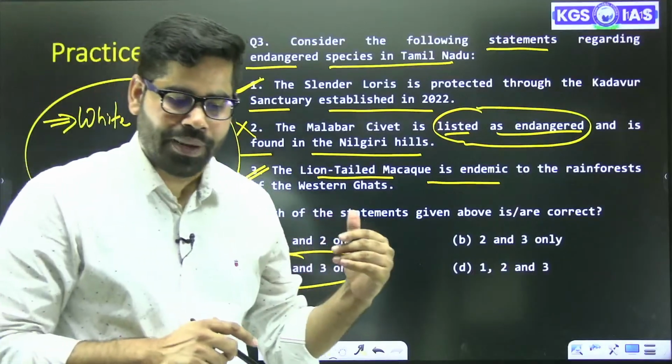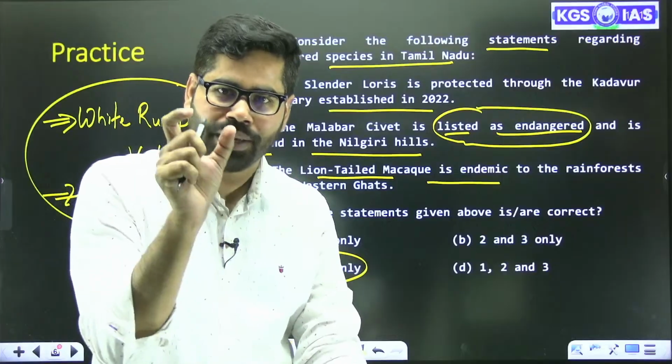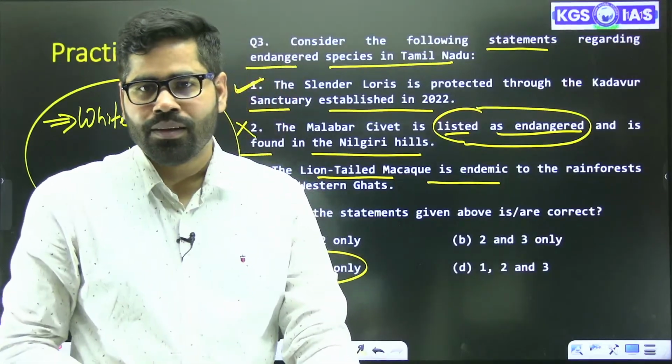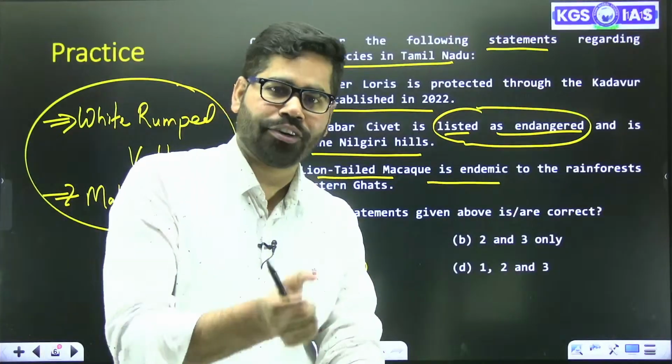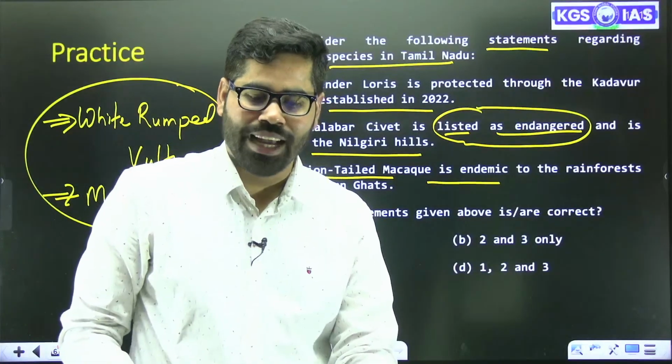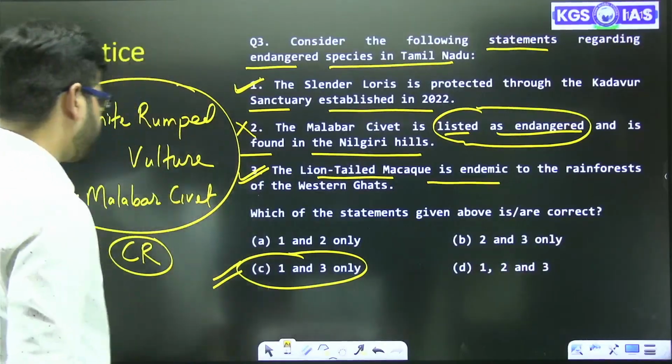So the Malabar civet, about which you all had said that it looks like a mix of zebra and giraffe, that Malabar civet is part of critically endangered species in this area. Okay. So here the answer is C option.